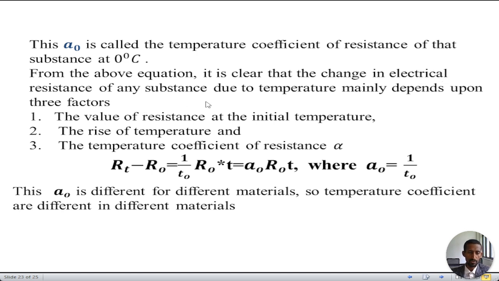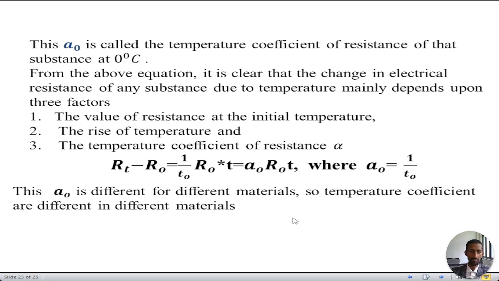of any substance due to temperature depends upon three factors: the value of the resistance at the initial temperature, the rise of temperature, and the temperature coefficient of resistance alpha. So this alpha naught is 1 over T naught, where T naught is the initial temperature, and this alpha naught is different for different materials. So temperature coefficients are different in different materials.